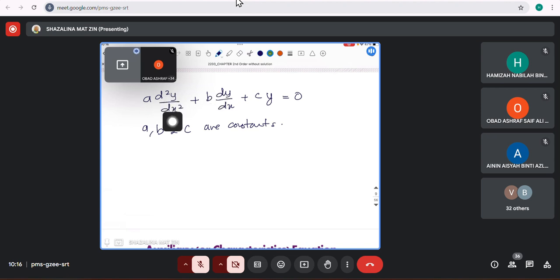Sometimes d squared y over dx squared and dy over dx can be written as y double prime and y prime. So, a y double prime plus b y prime plus c y equals 0. Both of these equations are considered the homogeneous equation of second order. Some questions will be given in terms of d over dx, some in terms of prime and double prime. So don't be confused, it's the same.